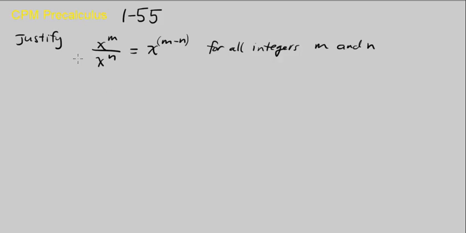So this is CPM Precalculus, Chapter 1, number 55. In this problem, we are asked to convince Jamal that x to the m divided by x to the n is equal to x to the m minus n for all integers m and n. Then we are asked to write the entire justification on our paper, and they give a little hint. It says you should use negative exponents.